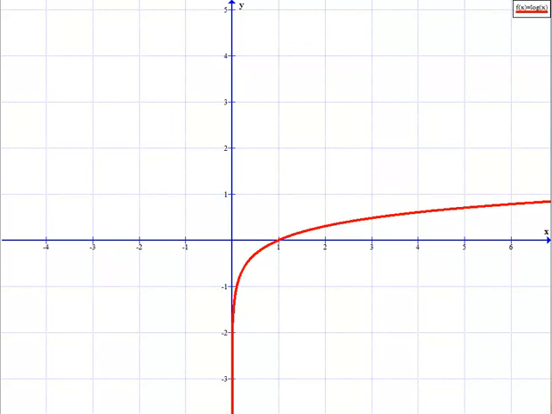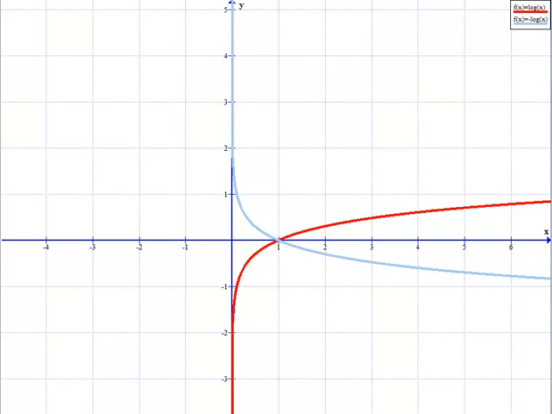Next, we want to consider what happens when you take the opposite of a logarithmic graph. This is a graph of log base 10 of x. And if we take the opposite of this graph, all of the negative values become positive, and all the positive values become negative. This is the resulting graph of taking the opposite of the log of x. You'll notice that it's reflected about the x-axis.